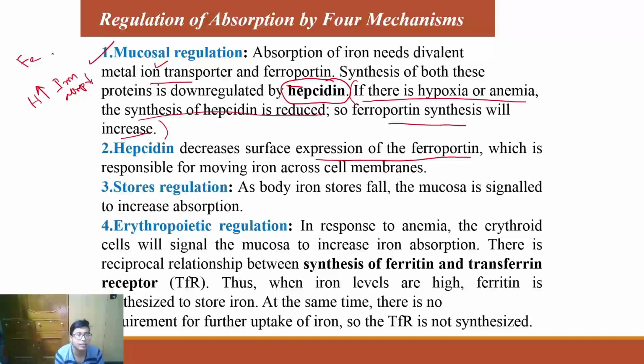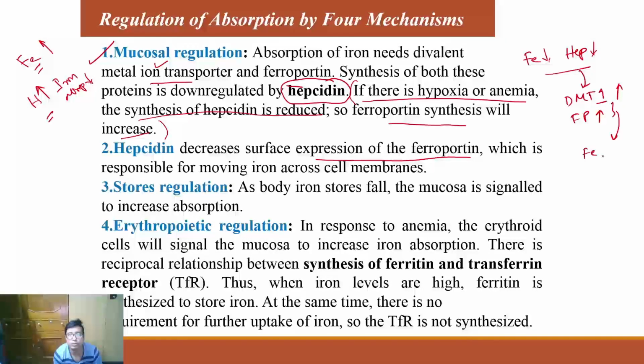The level of hepcidin tracks with the level of iron. Over here you can see, if there is anemia, meaning low iron, then the hepcidin level also becomes low. Once it becomes low, DMT1 and ferroportin both will be increased, and then iron absorption will be increased. Get my point? Remember, level of iron, level of hepcidin.